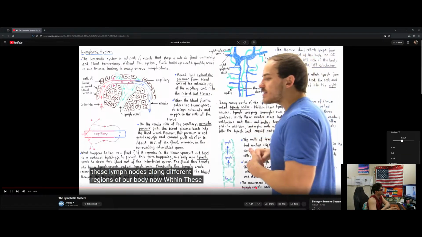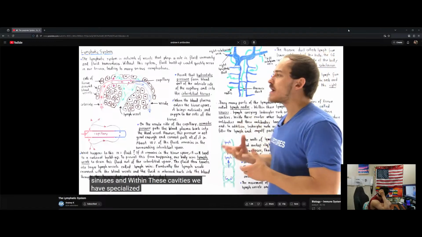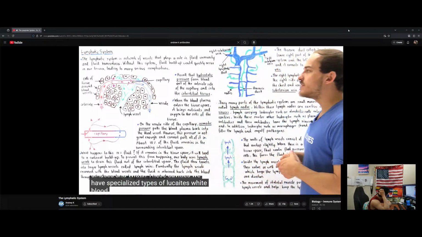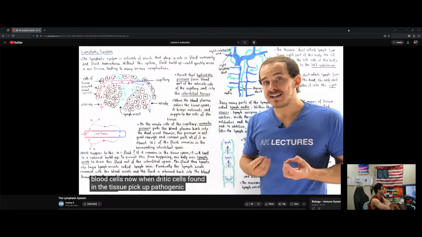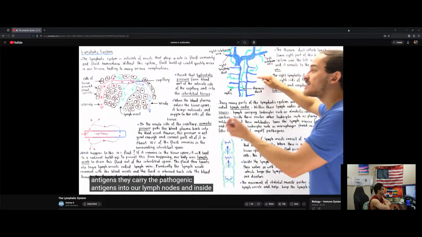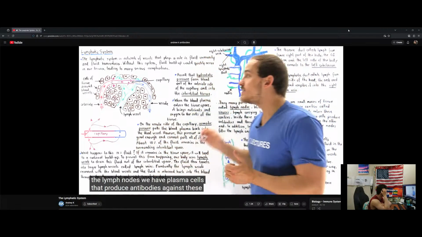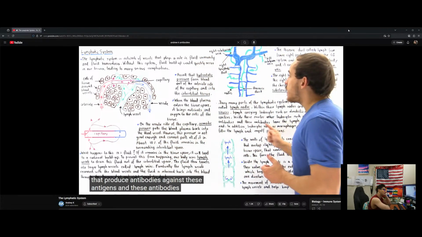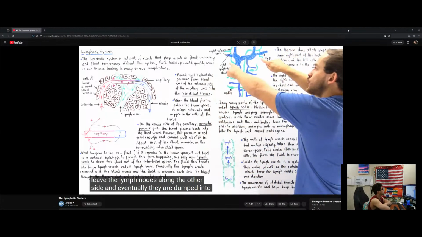Now, within these lymph nodes, we have cavities, we have sinuses, and within these cavities, we have specialized types of leukocytes, white blood cells. Now, when dendritic cells found in the tissue pick up pathogenic antigens, they carry these pathogenic antigens into our lymph nodes. And inside the lymph nodes, we have plasma cells that produce antibodies against these antigens. And these antibodies basically leave the lymph nodes along the other side, and eventually they are dumped into our vein system.